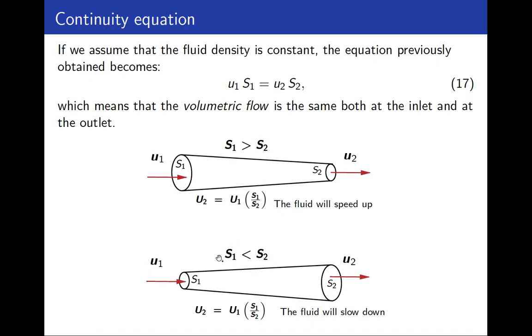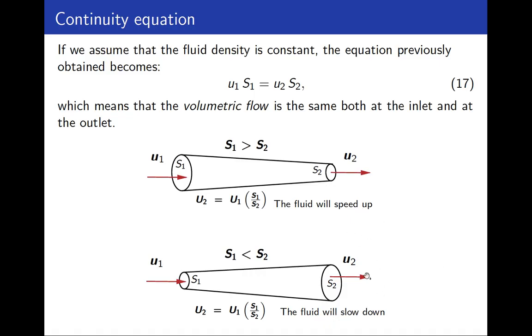And what if we have the opposite case? That means that the area here is going to be much bigger than the inlet. So S2 is going to be bigger than S1. And then if we obtain the velocity at the outlet, we will obtain the following relation. And we know that S1 is smaller than S2. So that means that this velocity is going to be smaller than U1. So the fluid will slow down.